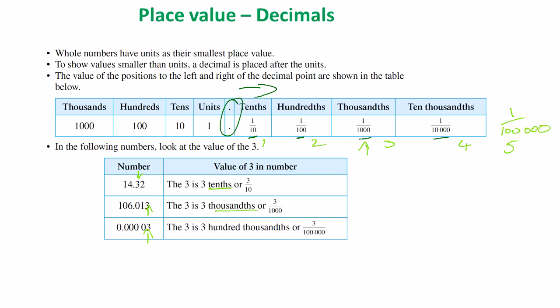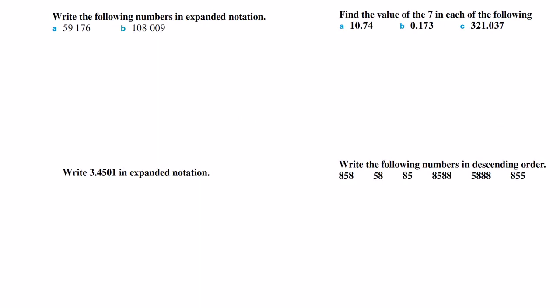Okay, so let's have a look. We've got some questions here that we're going to do. In this question, the idea is you are expanding the notation. So you're going to write that as 50,000, which represents the 5, plus 9,000 for the 9, plus where the 1 is in the hundreds position, that's 100, plus where the 7 is in the tens, that's 70, plus 6.